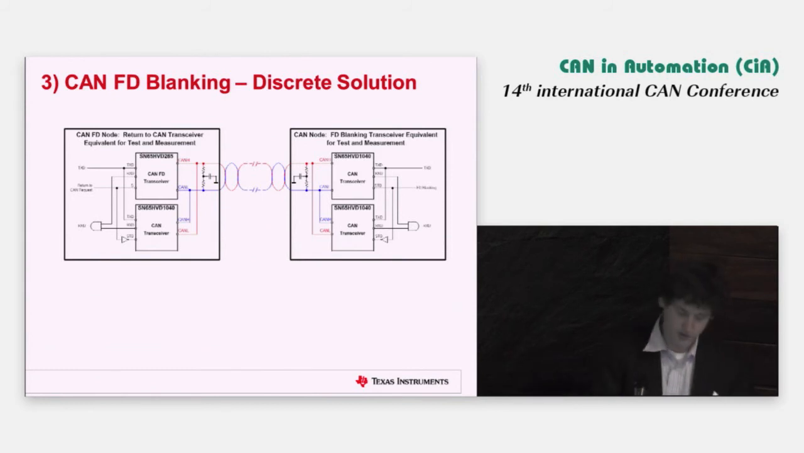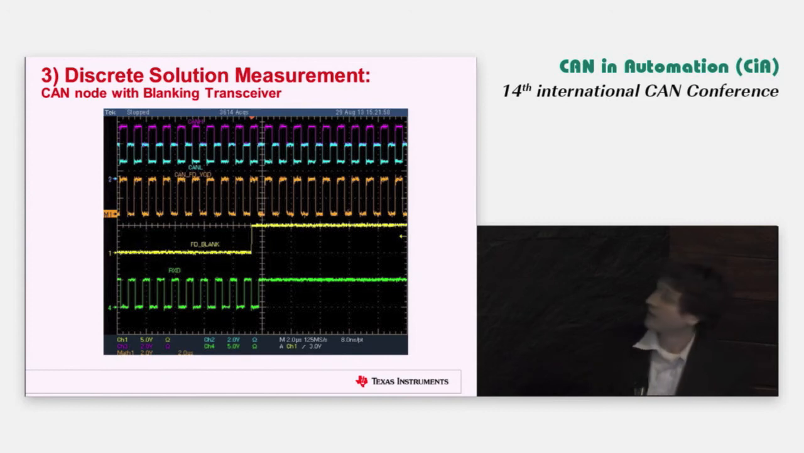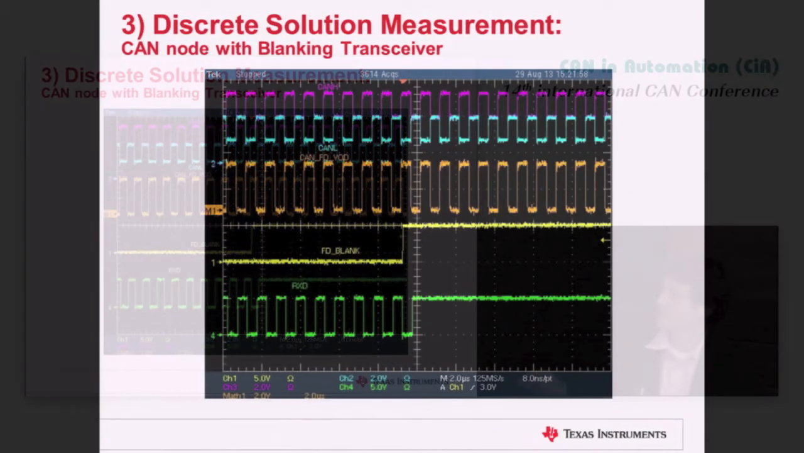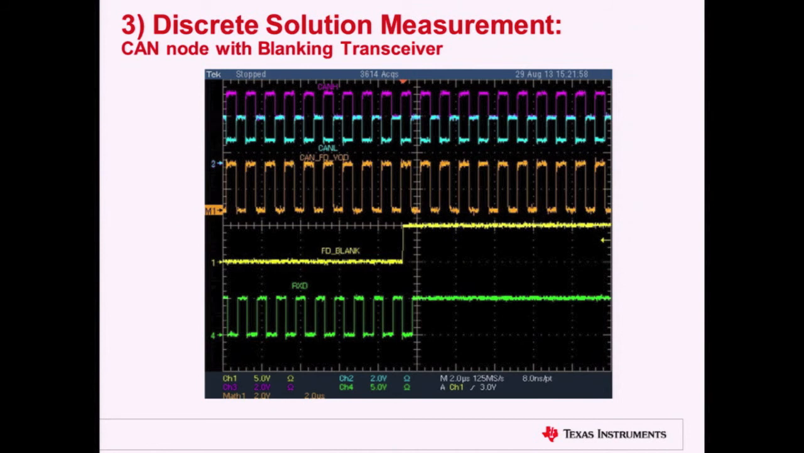So we want to show this with some signals. On the left here, this is the CAN node that's sending out. We did simplified waveforms, but imagine this is the frame that's sent out that says, I'm going to start communicating with CAN FD. The receivers on the other side that are not capable of receiving CAN FD messages would toggle their FD blanking pin. They'd go into blanking mode, and the FD traffic could continue on the bus, and it would not be seen by the local node that's not capable of speaking FD.